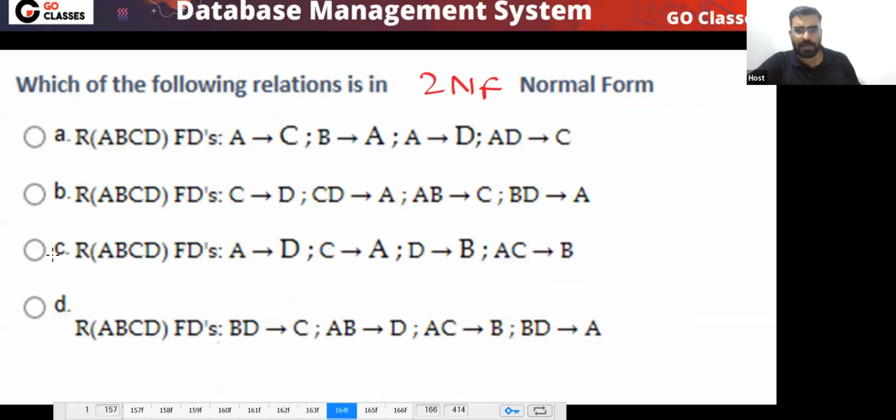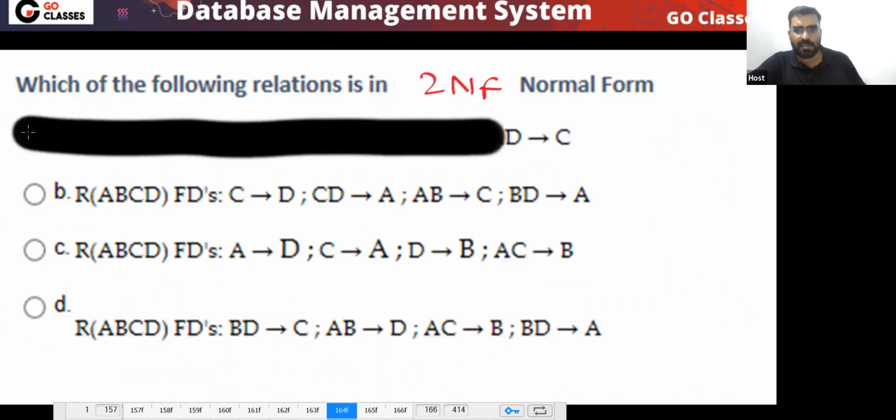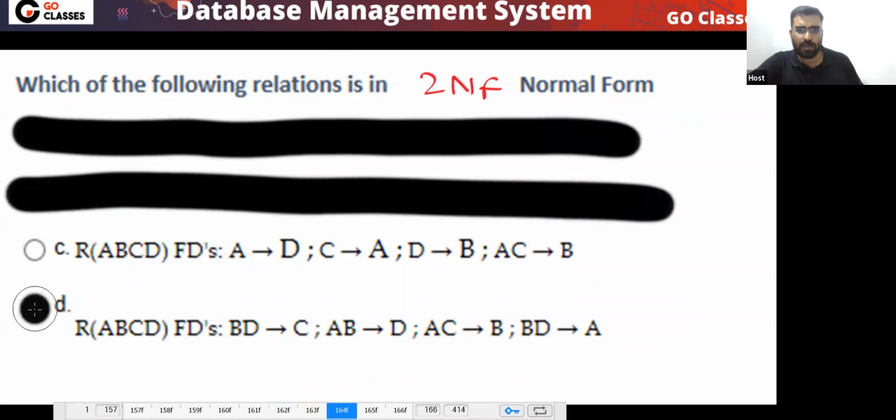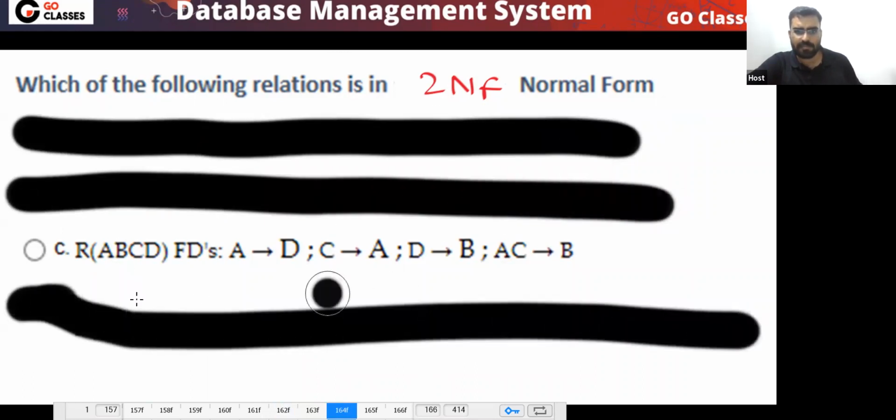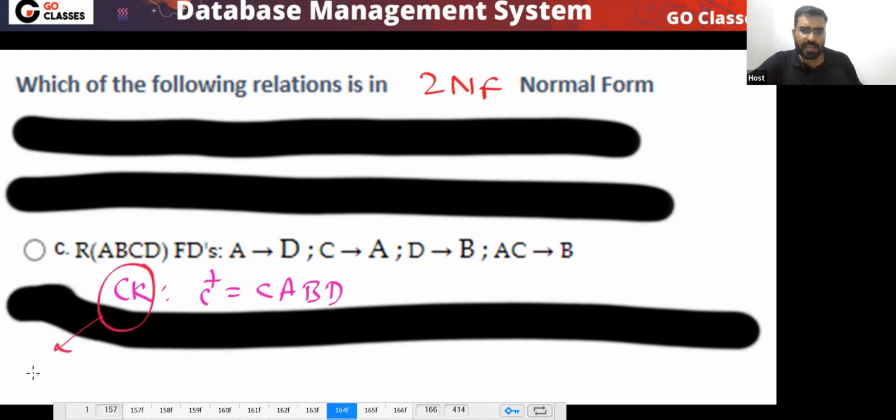Next, let's see the next example, that is option C. What about option C? In option C, what are the candidate keys? Here, just check what is C plus. C plus is C, then A, which can determine B, and A can determine D. So the only candidate key is C.